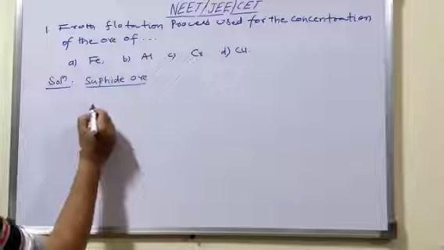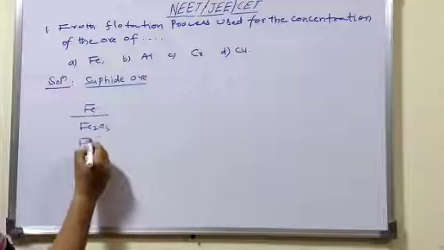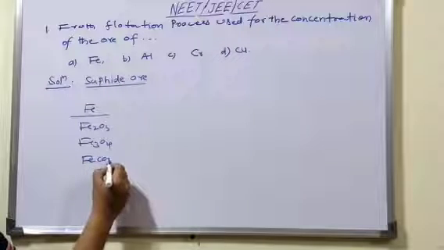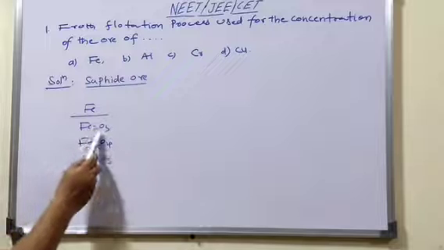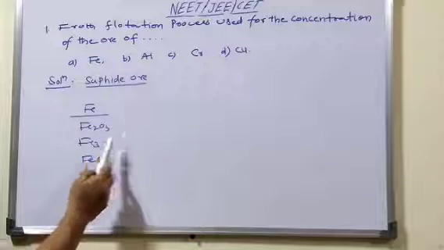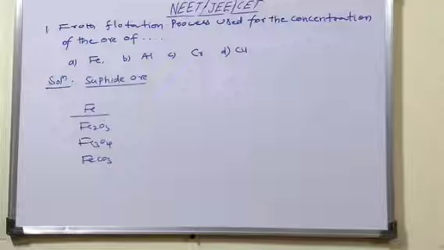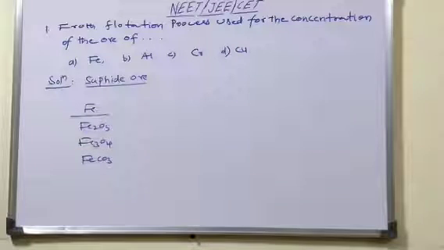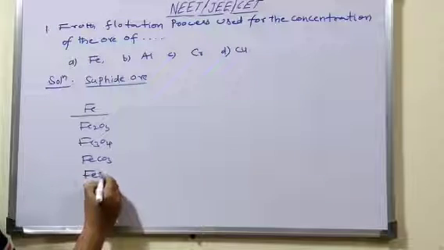You go for iron. Iron is in the form of Fe2O3, Fe3O4, FeCO3 and so on. This we are calling hematite, this magnetite, this siderite. So these all are oxide ores, so not possible. But we have iron sulfide.